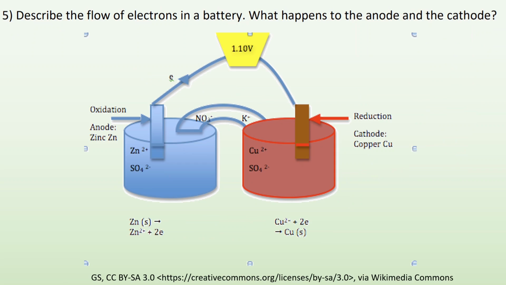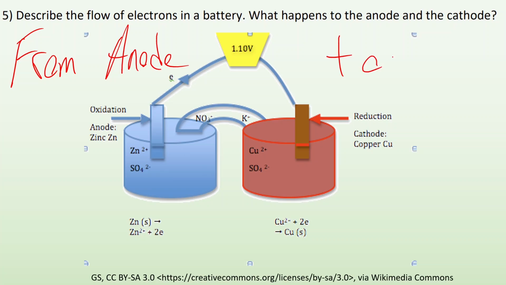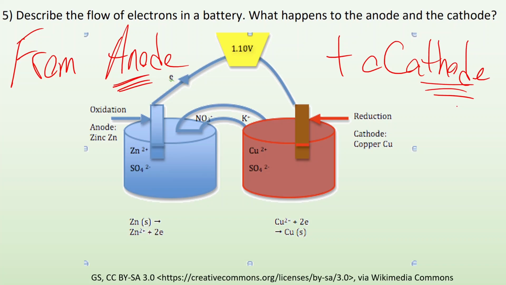All right, 5, describe the flow of electrons in a battery. What happens to the anode? What happens to the cathode? Electrons always flow from anode to cathode. Always. The reason for that is the electrons are being lost at the anode, and where are they going? They're going to the cathode. So you've got to start with where they're leaving from and then end where they're ending up. Oxidation occurs at the anode. That's always where you start, and you end at the cathode.